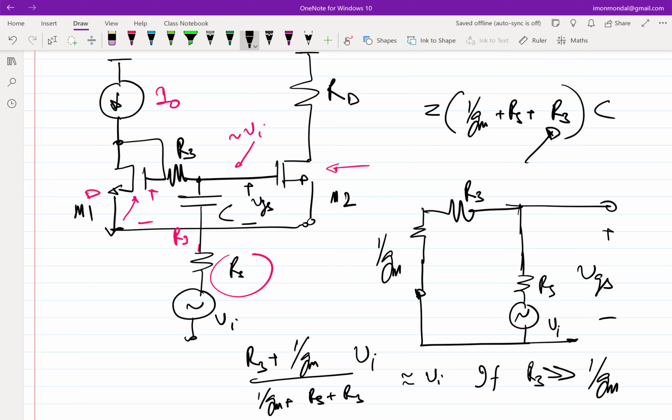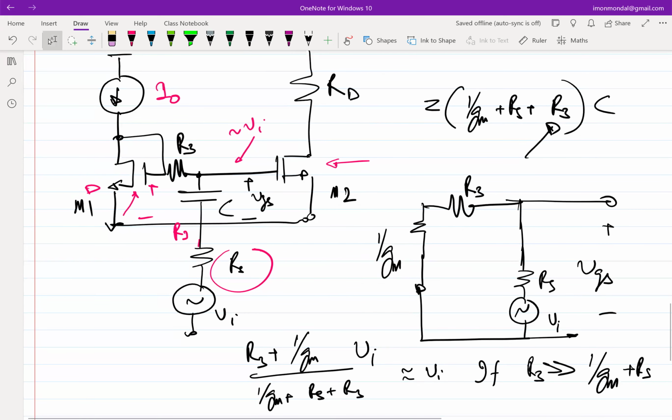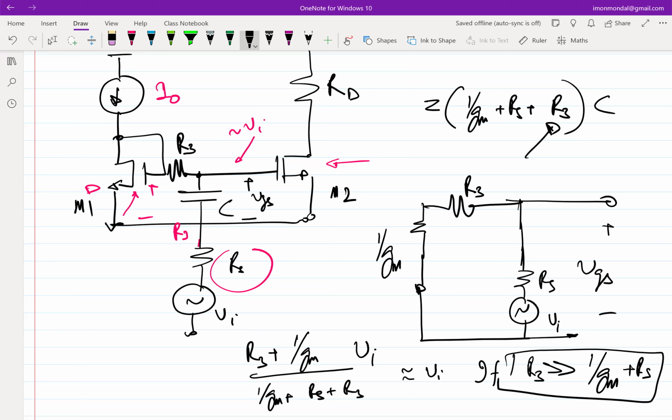And not only 1 over Gm, but 1 over Gm plus Rs. Basically you get the idea, right? I think it either has to be much greater than 1 over Gm, or much greater than Rs. But the safe side is to do this. If you ensure R3 to be much greater than 1 over Gm plus Rs, then what?